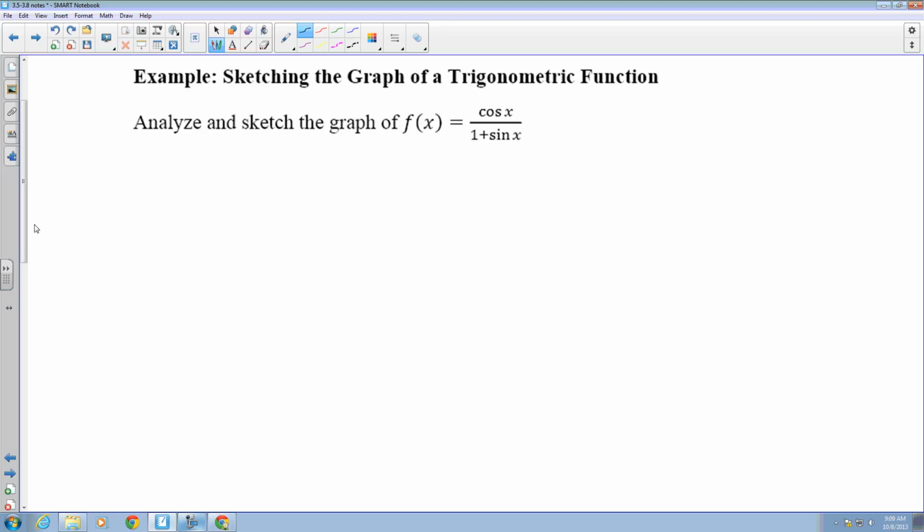Okay, last one. Our x-intercepts. Only one, we have pi over 2. We don't have any, oops, we have vertical asymptotes at negative pi over 2 and 3 pi over 2. No horizontal.